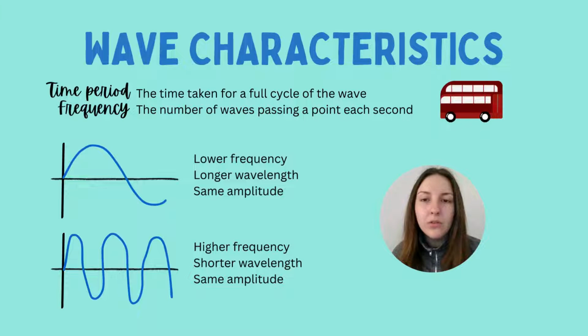So I've got two waves here, and you can see that the top one has a lower frequency than the bottom one. It also has a longer wavelength. They both actually have the same amplitude, the height of that wave, where the peak is the same. Something else to mention, you can see the one at the bottom has a much higher frequency. So remember, frequency is just the number of waves per second passing a certain point.